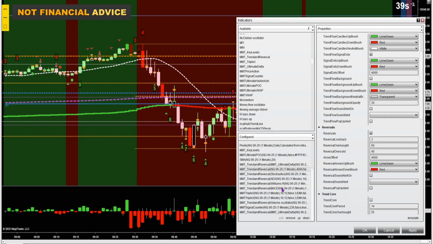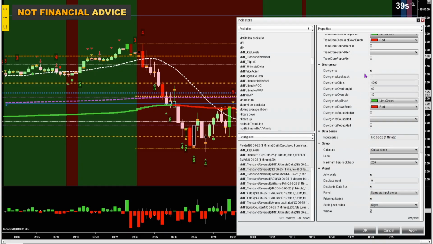And for these 5 instances, I'm only measuring the reversals, look back period of 3, overbought, oversold of 60 and 40. And then the divergence, look back period of 1, overbought and oversold of 60 and 40. So I've got the default input series. I've got one with the stochastics. I've got one with the Williams. I've got one with the MACD. And I've got one with the volume oscillator.